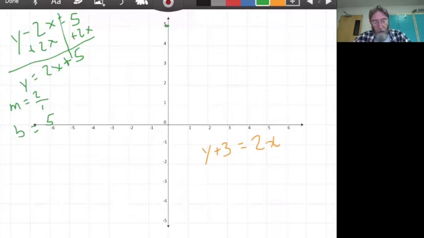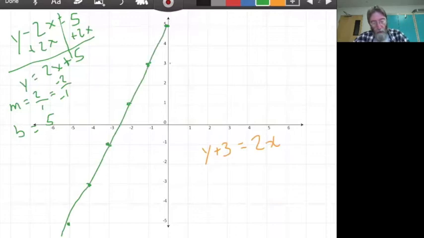Here's our y-intercept. Uh-oh. If we try to go up 2 and right 1, we're going to run out of room. So just again, remember, we can always do negative over a negative is the same. So we go down 2, left 1, down 2, left 1, down 2, left 1. And we can see that this is our line for that equation right there. Y equals 2x plus 5. And we got that by solving for y in our equation.